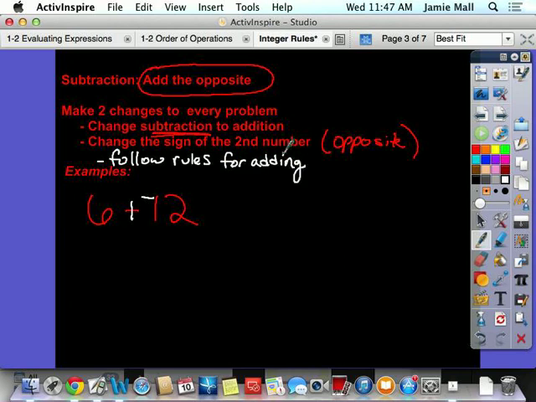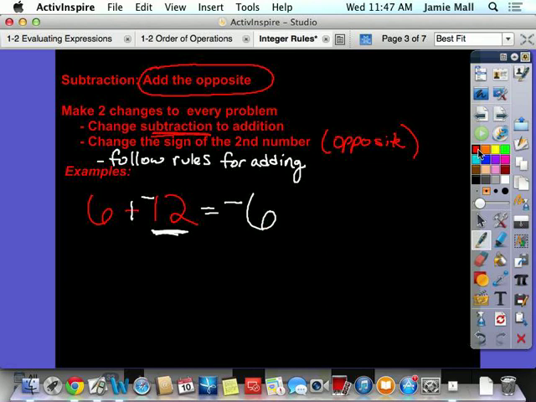Follow those same rules that we just talked about. 6 plus negative 12, once again, we're looking at which number has the greater absolute value. I see that negative 12 has a greater absolute value than 6, so I know automatically my answer is going to be a negative 6.